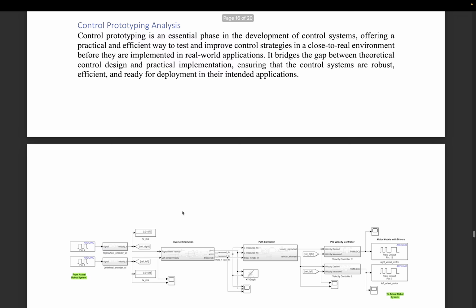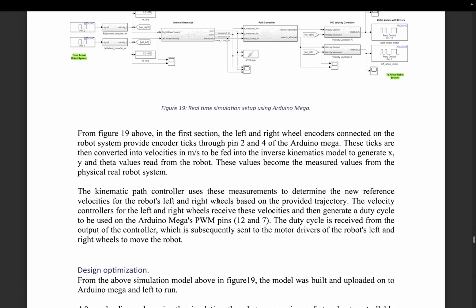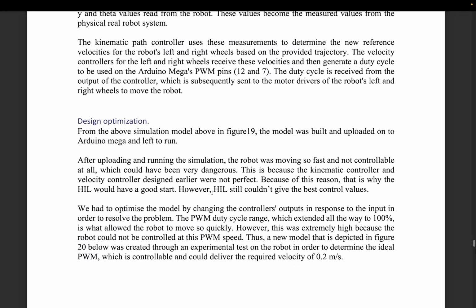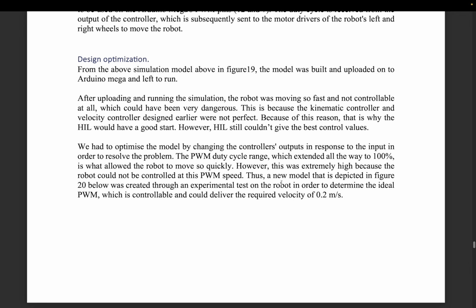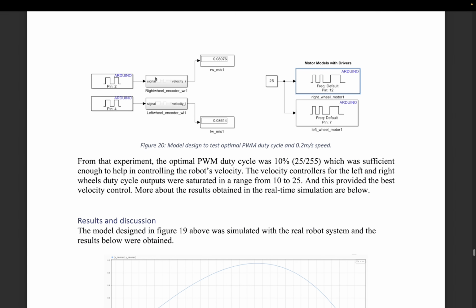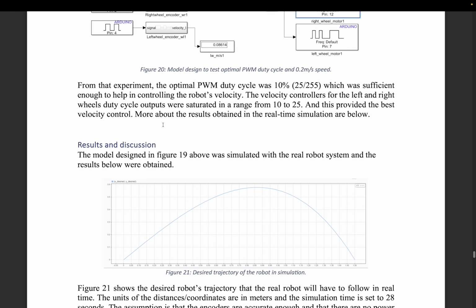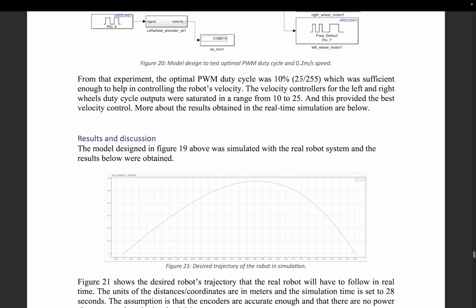Yes, so in control prototyping, this is the setup as I've shown you earlier. And there were some observations that we realized in design optimization, of which we noticed that this robot earlier was moving so fast, at a speed more than what we earlier agreed on. And then we had to adjust and have a better duty cycle. So we did a small experiment that helped us know the best duty cycle to control our robot. And then we realized that 10%, which is about 25 over 255, is the most sufficient duty cycle to help our robot move at the desired speed so that it doesn't move so fast.